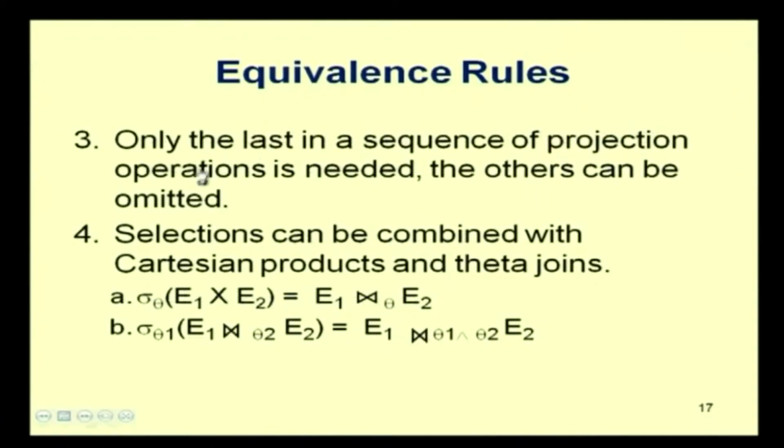Only the last in the sequence of projection operations is needed, the others can be omitted. Selections can be combined with Cartesian products and theta joins. So, it can be done like this. This is selection of theta on E1 cross E2; the Cartesian product can be replaced like this. This is a theta join, and similarly you can do it like this. Theta join operations and natural joins also have different rules. So, what we have seen here is the rule of selection.